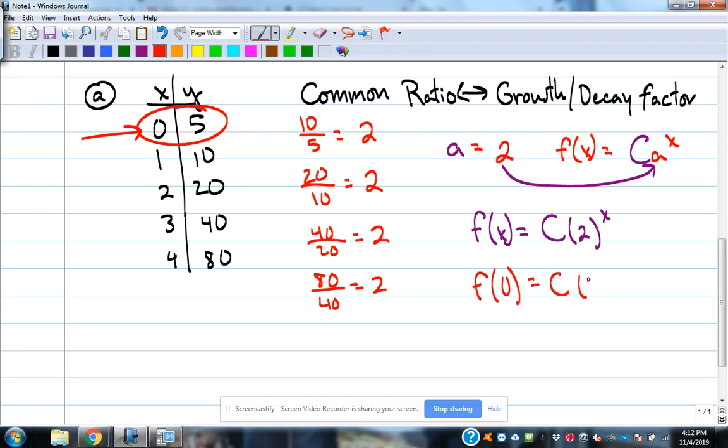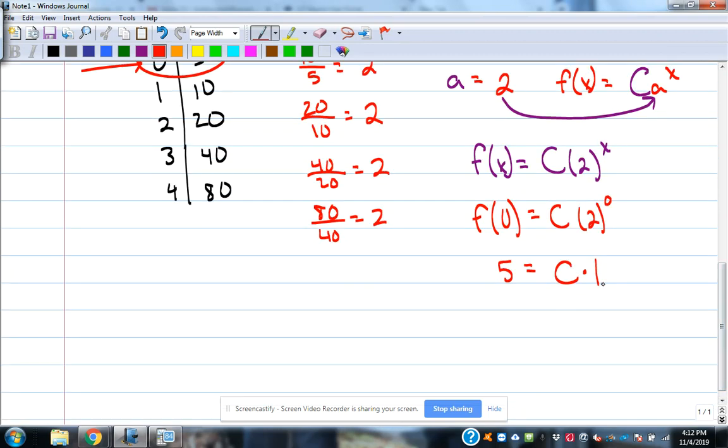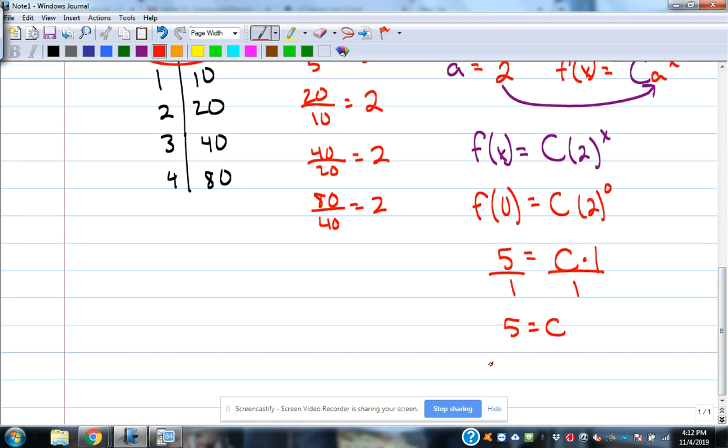then I could find that really, really easy. And that f of 0, we plug a 0 in for x, but what do we know that y is when x is 0? It's 5. So c, and then 2 to the 0 power is 1, and we divide by 1. So 5 is equal to c. So that means our function for this particular set of ordered pairs is 5 times 2 to the x.